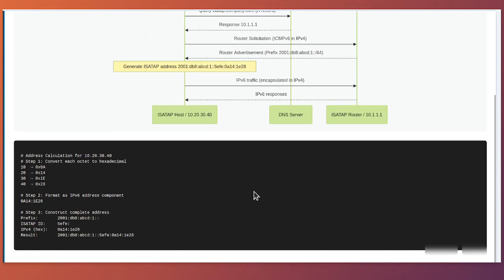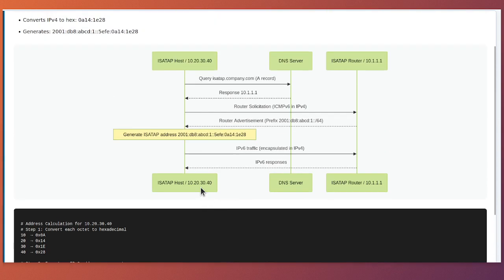The IPv4 address 10.20.30.40 converts to 0.14.1e.28 in hexadecimal, which formats as 0A14:1E28 in IPv6 notation. The complete ISATAP address becomes 2001:db8:abcd:1:0000:5EFE:0A14:1E28. This address is now assigned to the ISATAP tunnel interface on the workstation. The workstation can use this IPv6 address to communicate with IPv6 resources.